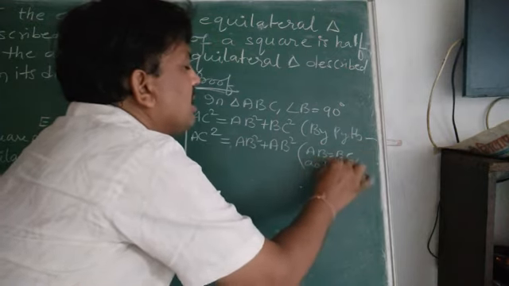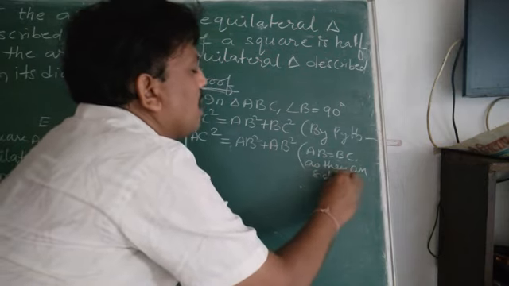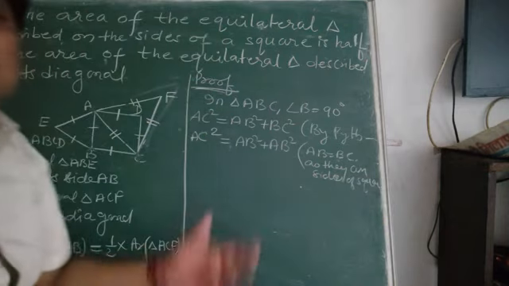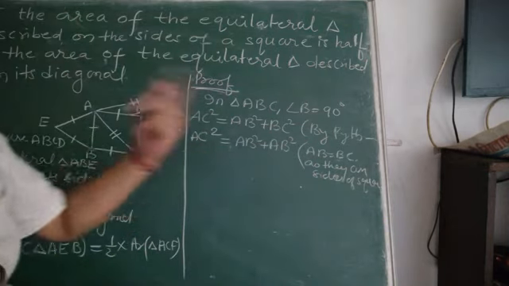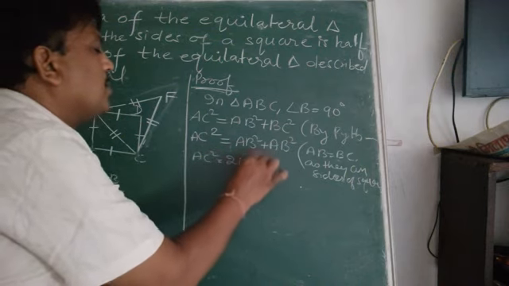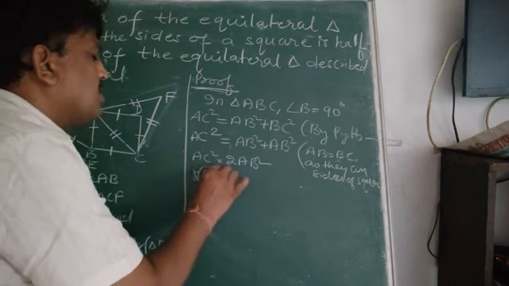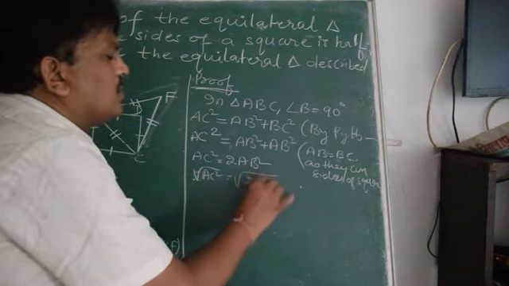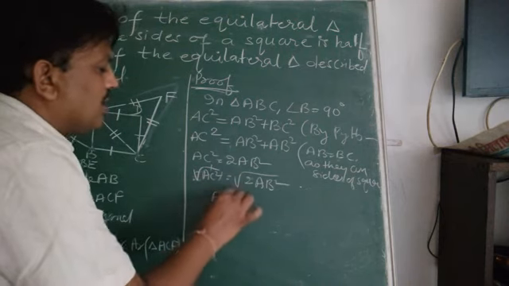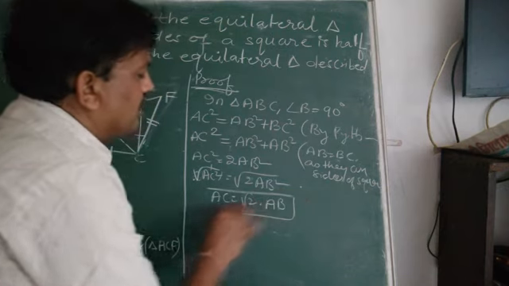as they are sides of a square. Sides of a square, so equal. In place of BC we can write AB. So AC square is equal to 2 AB square. So apply root on both sides. Root of AC square is equal to root of 2 AB square. Root and square cancel. AC is equal to root 2 into AB.